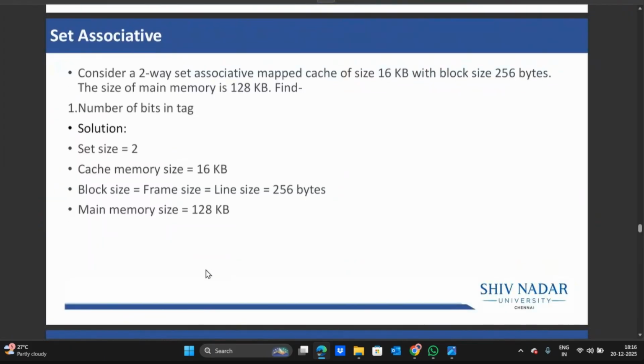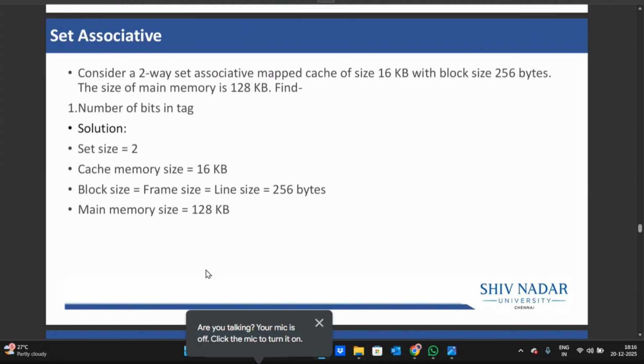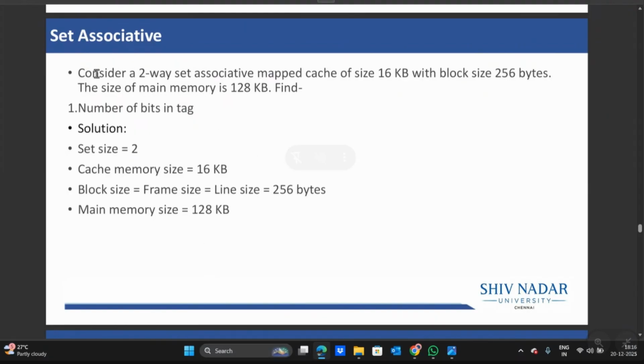Next is set associative. In set associative, we generally divide the cache into a given specific number of sets, and inside that the main memory block can be mapped anywhere. That is typically set associative. Here, same calculation, but you'll also find the number of sets. So consider a two-way set associative mapped cache with 16 KB and block size 256 bytes. The size of main memory is 128 KB.